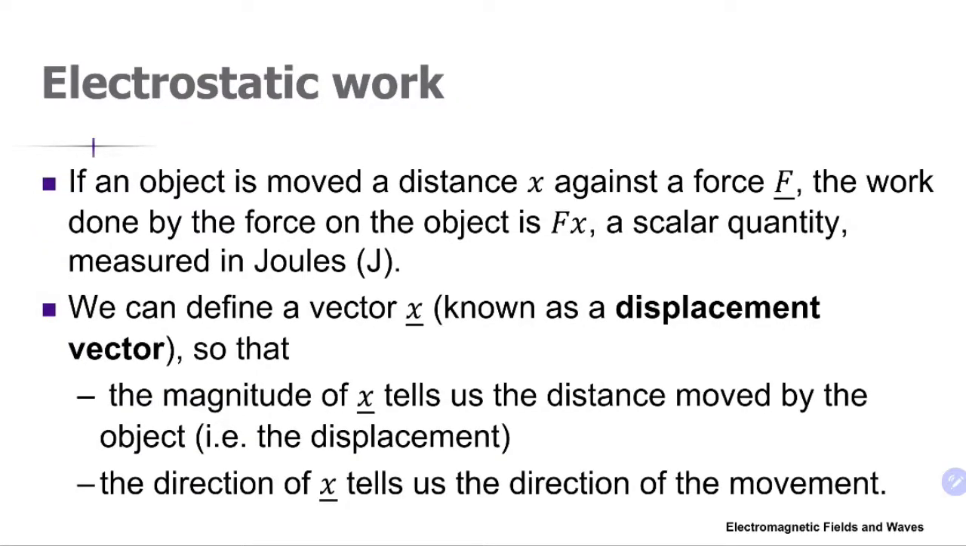Okay, electrostatic work. So if an object is moved a distance x against a force F, the work done by the force on the object is F times x, a scalar quantity measured in joules. And we can define a vector x known as the displacement vector so that the magnitude of x tells us the distance moved by the object. The direction of x tells us the direction of the movement.